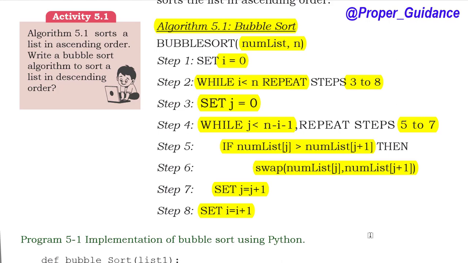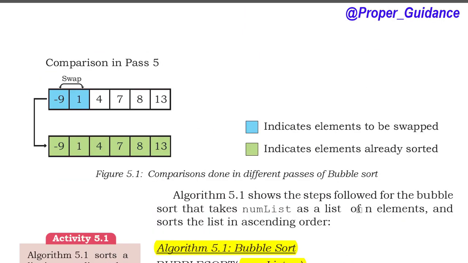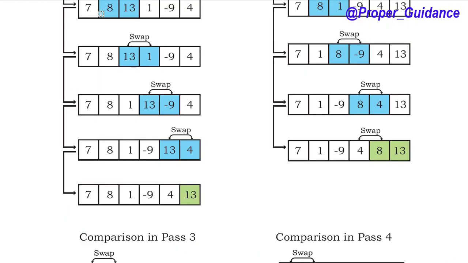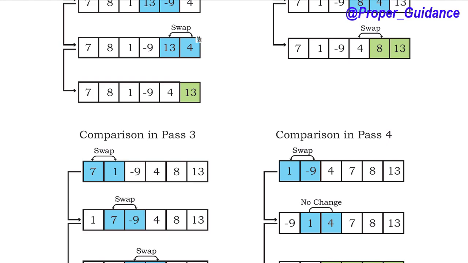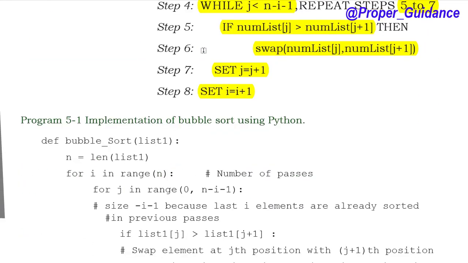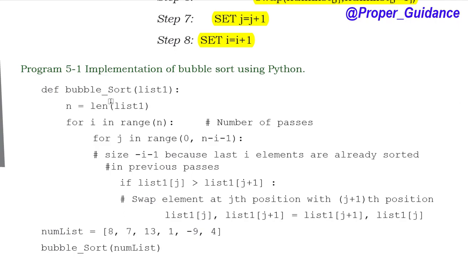You people do one thing: write down this complete algorithm in your copy and then check what happens for the previous picture. The given example is here, num list. Num list will be 7, 8, 13, 1, minus 9, 4, just like this. And you can see what will happen through the programming part. Clear? Now, this is the algorithm.